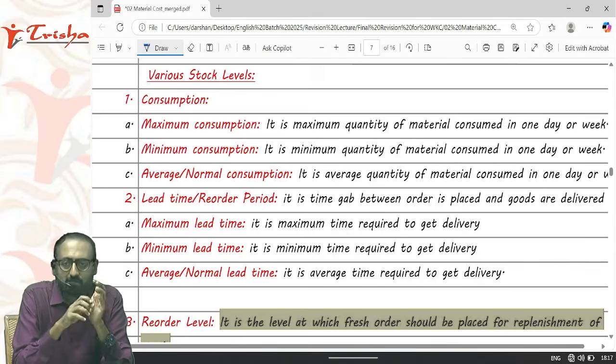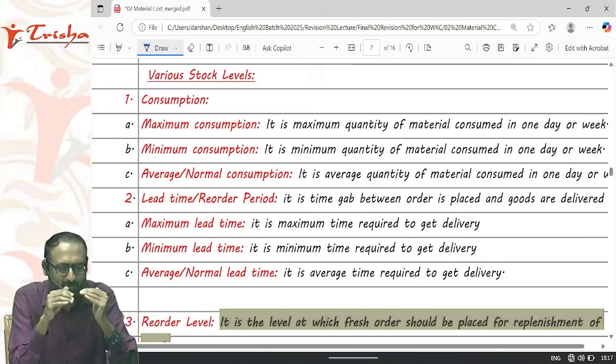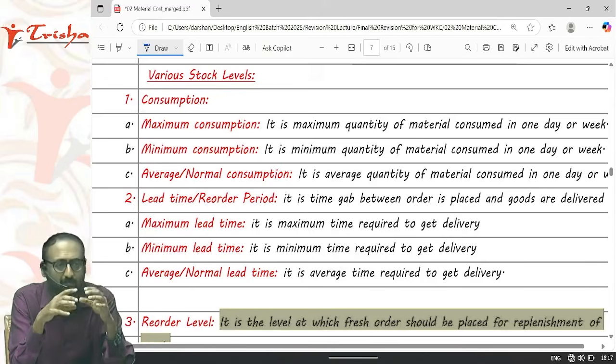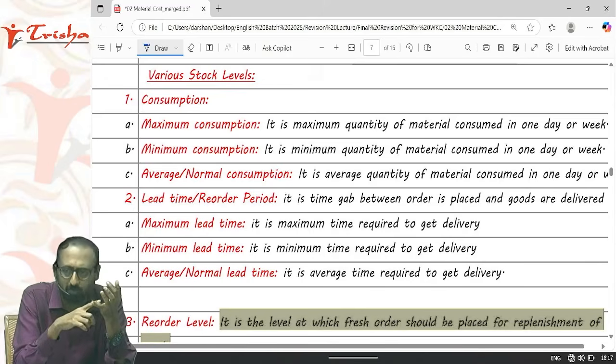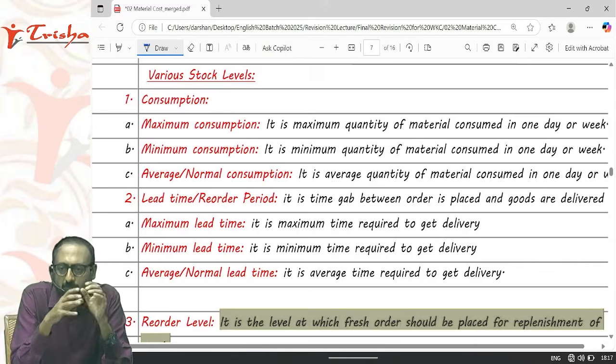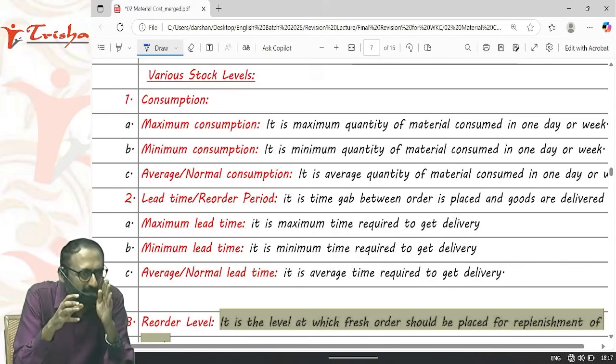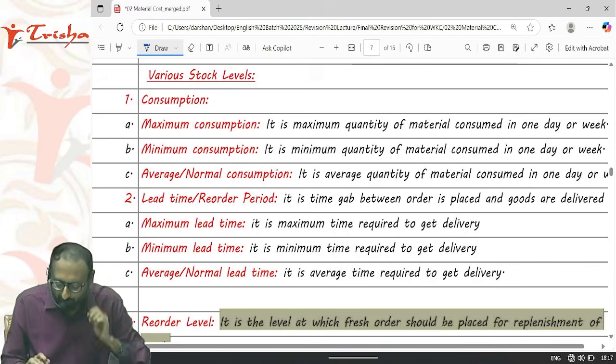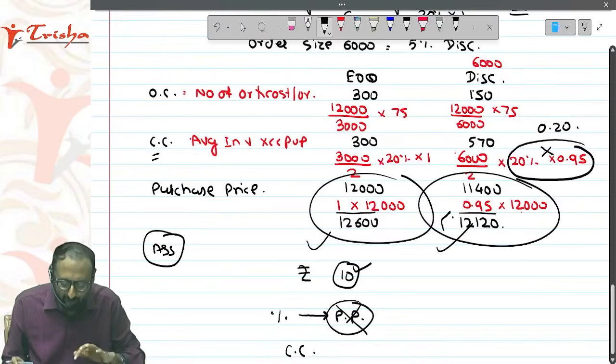Maximum consumption means how much maximum quantity you will consume in any one day, any 1 week, as the case may be. Minimum consumption means how much minimum quantity, at least that quantity is required in any one day, any 1 week, or as the case may be. Average consumption means on an average how much quantity you consume in any one day, any 1 week, as the case may be. Everyone will have to focus here and help me out.